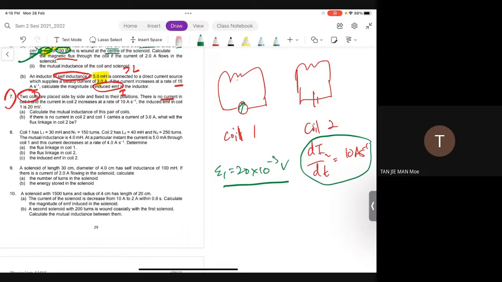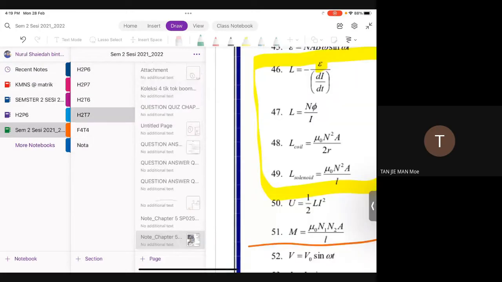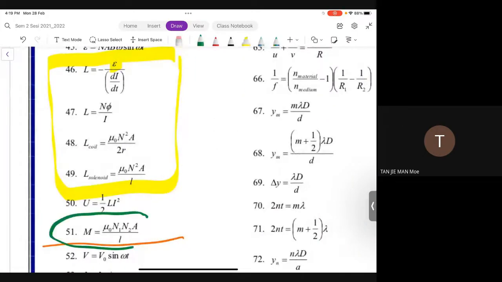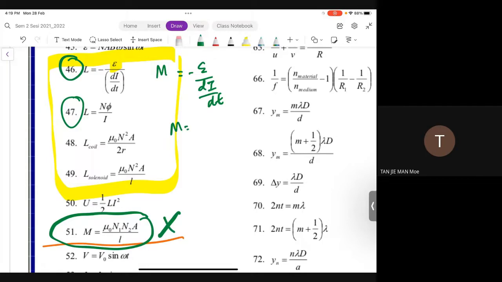So, they ask you to calculate mutual inductor. So, they ask you to calculate M. So, kalau you tengok kepada formula M, you only is given one, this one. You can't use this formula. M equals to mu naught N1 N2 A over L. You tak boleh guna formula ni because you don't know the area, you don't know the length. So, ingat tak saya kata M ni ada hidden. Dekat mana? Dekat 46 dengan 47. So, M akan jadi negative EMF di I over DT or M equals to N phi over I. But if you want to look at M1, coil 1, so this I should belong to 2 lah. If you want to use M1 and phi 1, so the I will become for number 2.